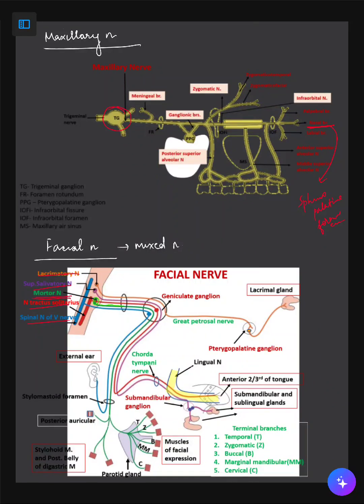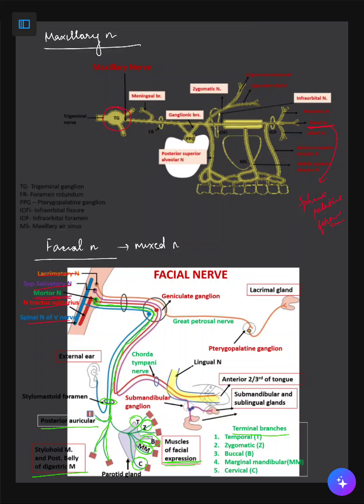This motor nerve comes through the geniculate ganglion, comes down through the stylomastoid foramen, and then it is divided and supplies the posterior auricular nerve, stylohyoid muscle, posterior belly of digastric muscle, and the muscles of facial expression. The terminal branches of this motor nerve are the temporal, zygomatic, buccal, marginal mandibular and cervical nerves. These supply the muscles of facial expression.